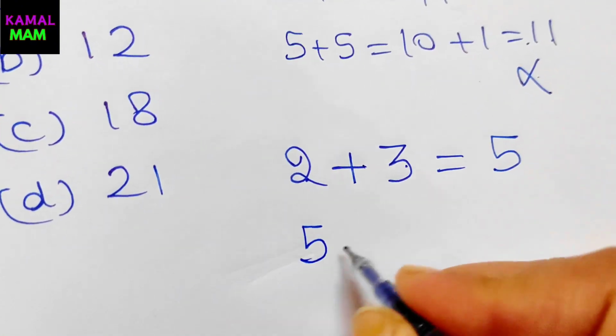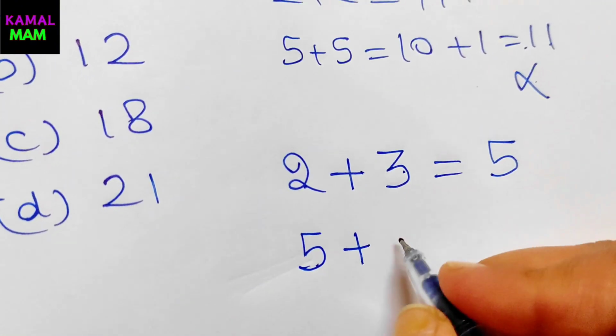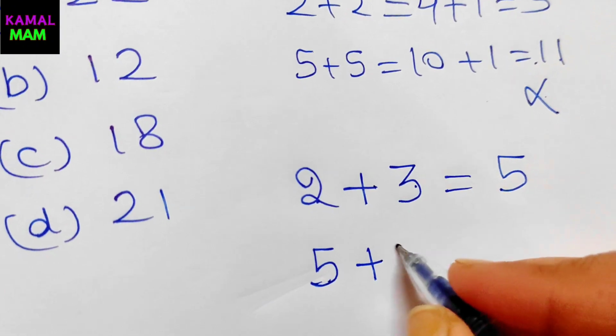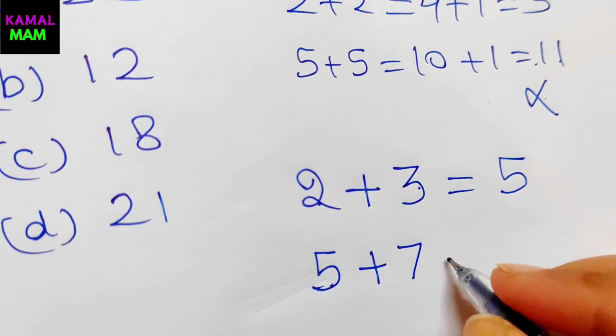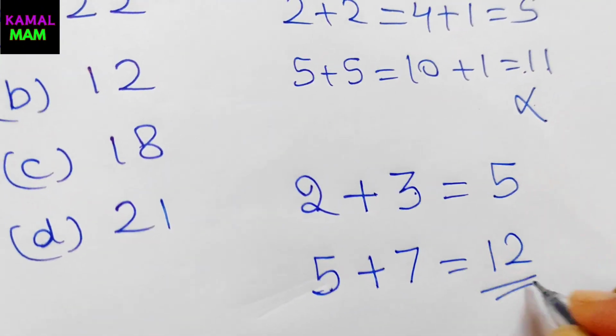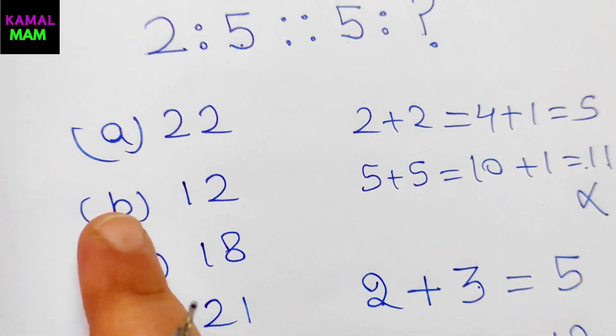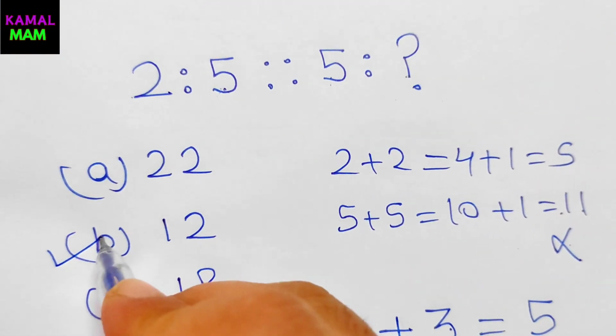5 plus what comes after 5, but it should be a prime number, it's 7. So when we add 5 plus 7, we get 12. Okay, so 12 is in these options, so it means 12 is our final answer.